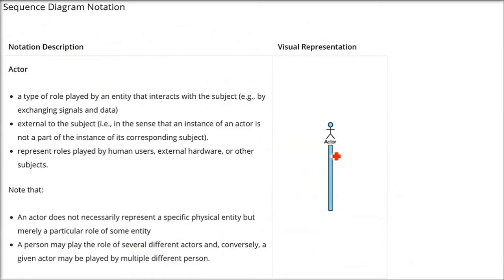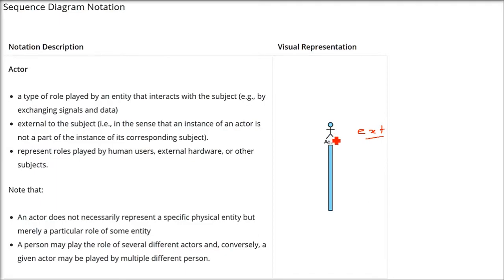So we have an actor who is going to act. If he wants to send some signal or do a certain activity, first things first, the actor is external to the system. He may be a human being, a system, or a piece of hardware. So it's not showing any physical entity, but the particular role of that entity.